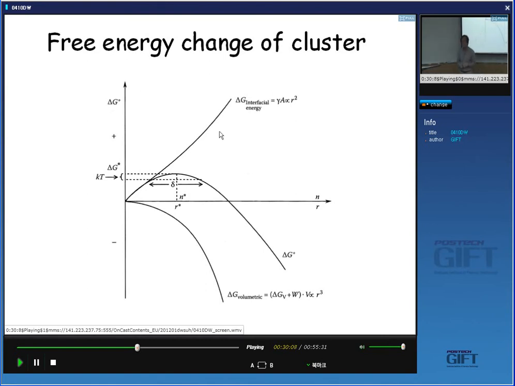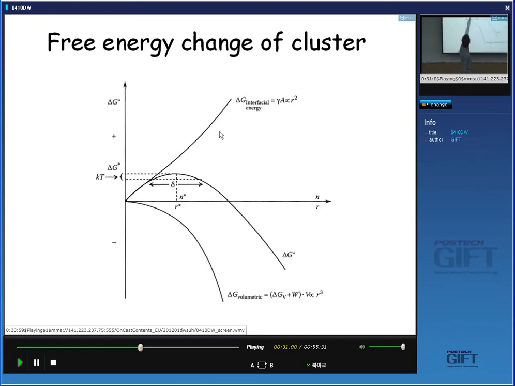So let's think about the thermal fluctuation. What is the amount of thermal fluctuation for one atom? When temperature is T, the amount of thermal fluctuation is given by kT, right? So this means when the radius of the cluster does not reach this amount, then those kinds of cluster will not have a chance to become a nucleus by thermal activation.